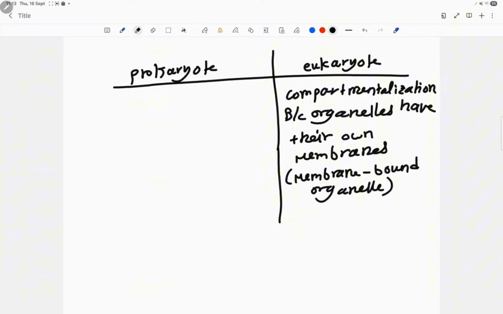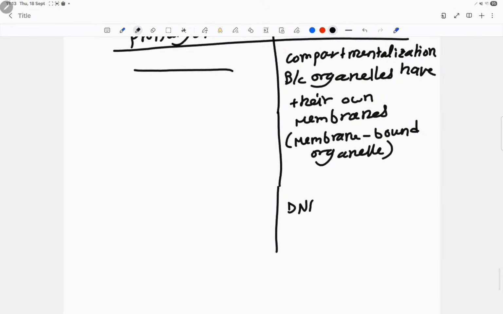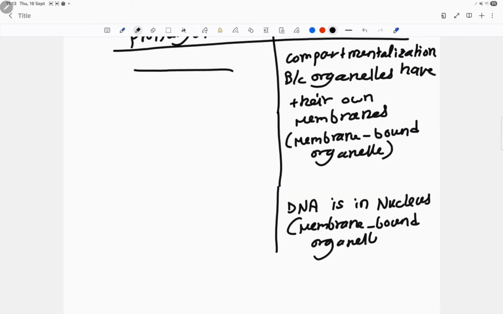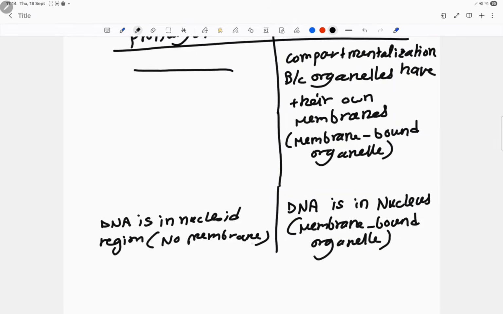Okay, but we don't have that in a prokaryote. We don't. That's number one difference. Number two difference, our DNA is in the nucleus, which is obviously going to be a membrane-bound organelle. Membrane-bound just means that a membrane is surrounding it, but their DNA is in a nucleoid region. That's not very protected because there is no membrane. So it's not going to be so protected ultimately.